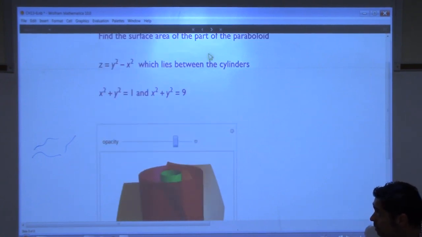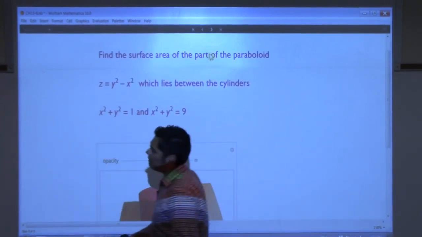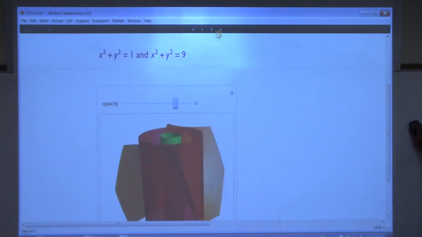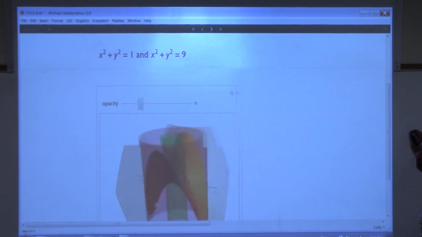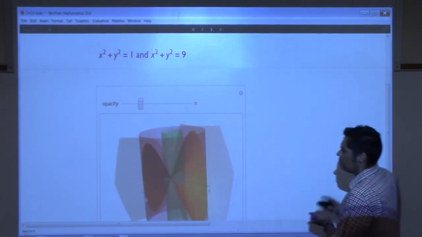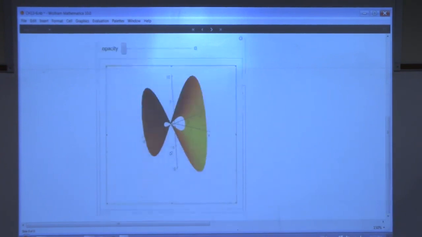Yeah, it looks bad. Find the surface area of the part of the paraboloid z equals y squared minus x squared, which lies between these two cylinders. It's hard to see it here. It's this orange-looking thing. I'm going to pull all the other junk out of there. This is it right here.